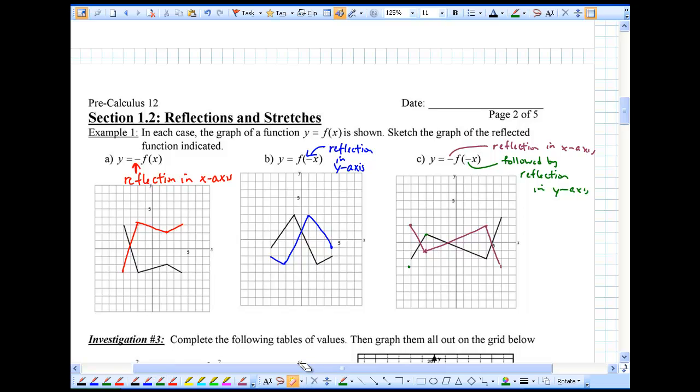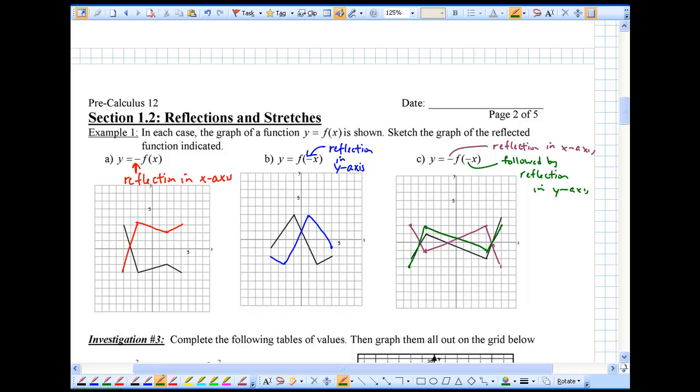So that means that point is different too. It should be up here. That makes more sense. So the final answer is the line in green.